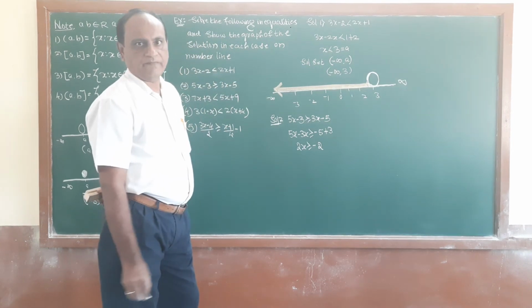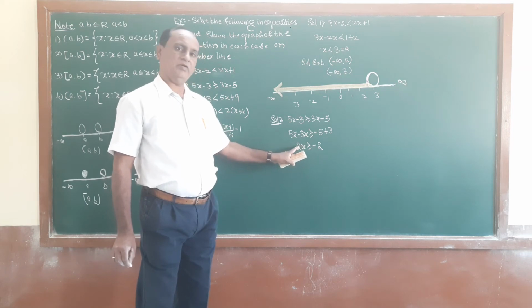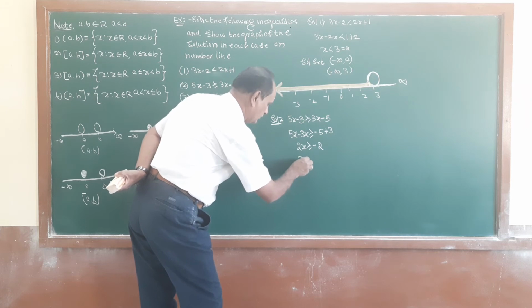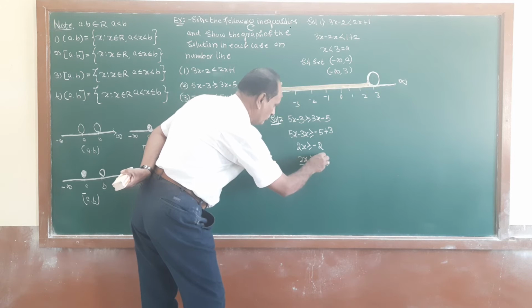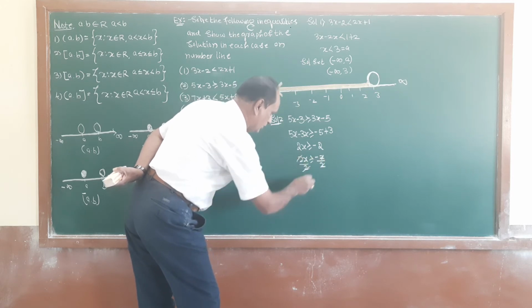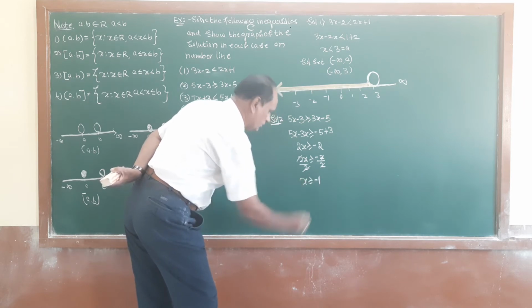Dividing throughout by positive 2, x divided by positive 2, that is 2x divided by 2 is greater than or equal to minus 2 divided by 2. The 2s cancel. Therefore, x is greater than or equal to minus 1.